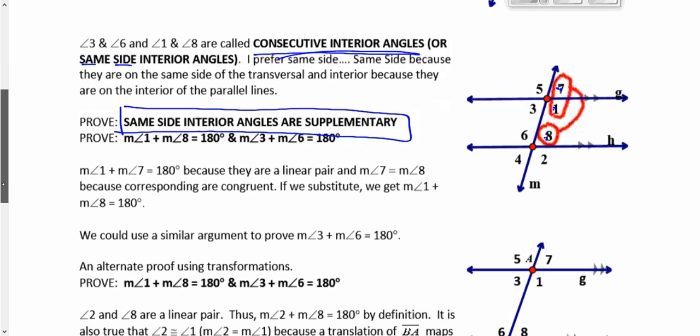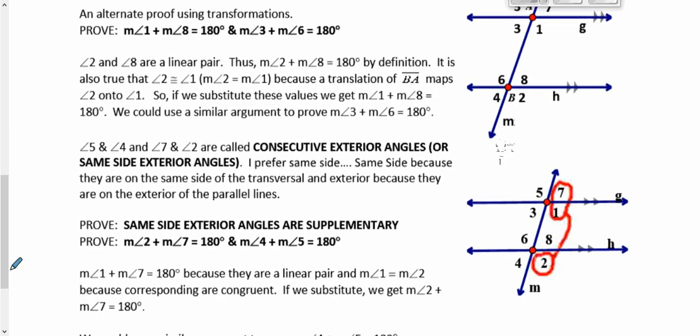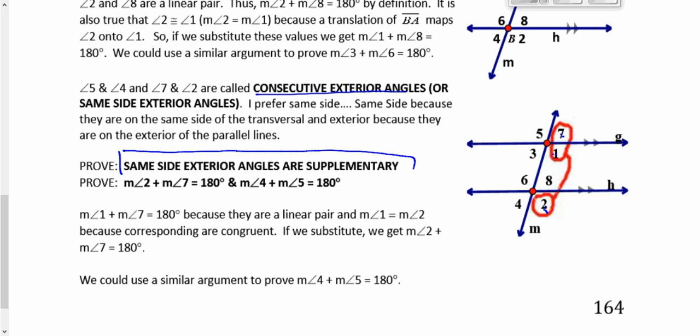Now let's look at consecutive exteriors. They're on the same side of the transversal, so like 7 and 2, right? Do you think that they're going to add to 180? For the same reason, right? 1 and 2 are corresponding and they're congruent, right? But 1 and 7 are supplementary because they're a linear pair, right? So that means 7 and 2 are also supplementary through transitivity or even substitution, okay? So all the consecutive interior ones, or the same side, interior or exterior ones, are supplementary, right?